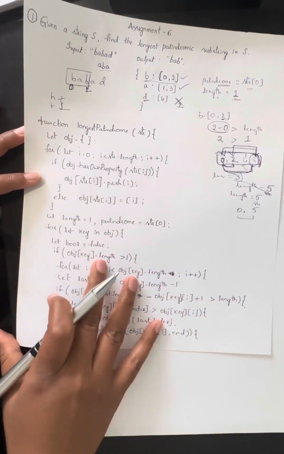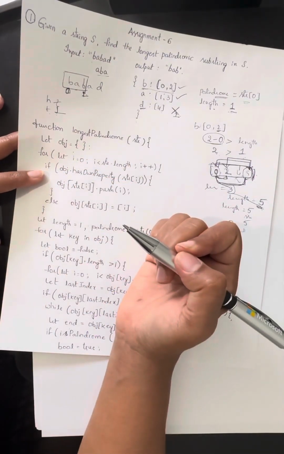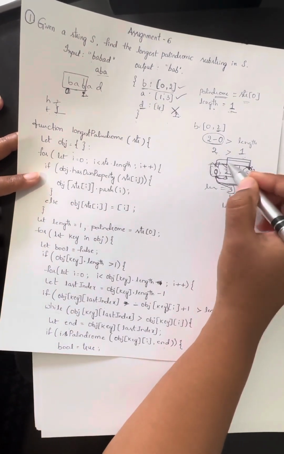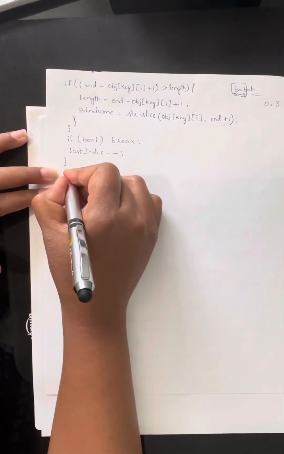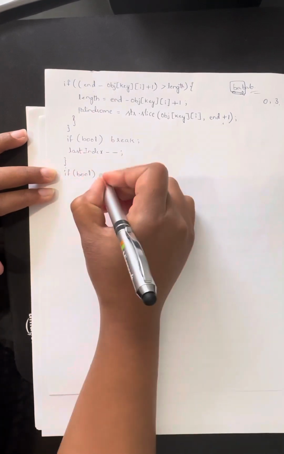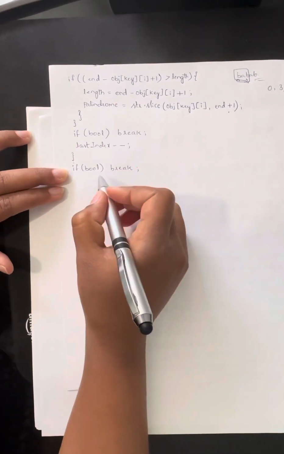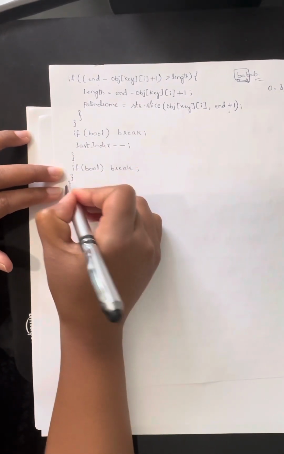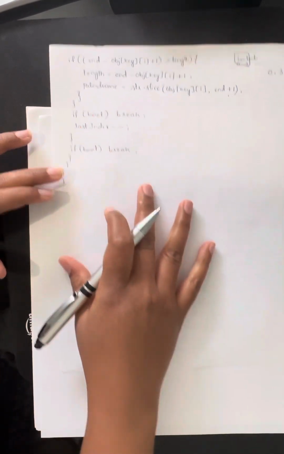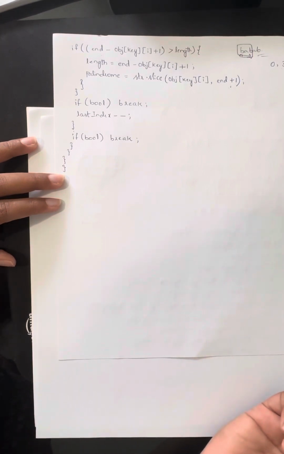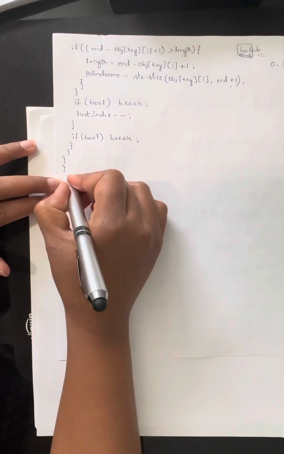Now if we already have the palindrome equal to true, then we don't need to go to the next element and check for it. So here we'll be checking if bool, then break. If bool is true, we'll just break the for loop. And I'm closing this here. Now we need to write the isPalindrome function to check if the given string is a palindrome or not.